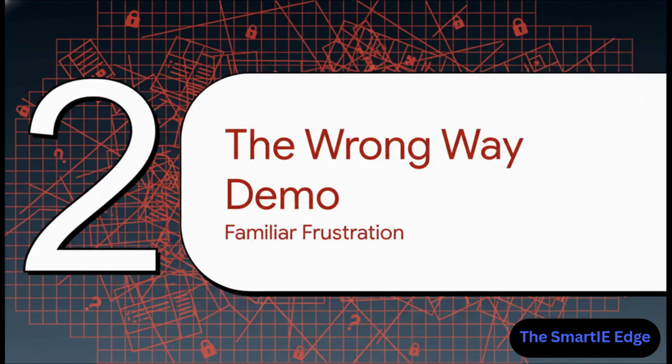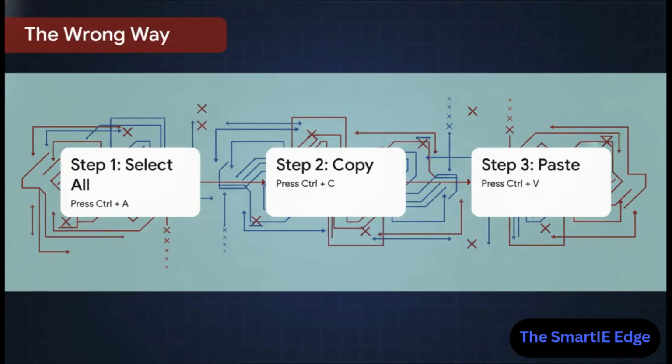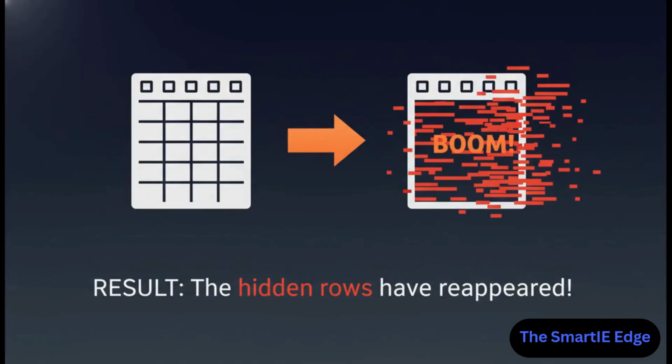You know, the way pretty much everyone tries to do this at first. It's a path paved with frustration. It seems so logical, doesn't it? You hit Ctrl A to select everything, Ctrl C to copy it, and then Ctrl V to paste it somewhere else. Simple. But this is exactly where it all falls apart. And bam, there they are. The hidden rows are back. It's infuriating, I know, but thankfully there is a much smarter way to do this.